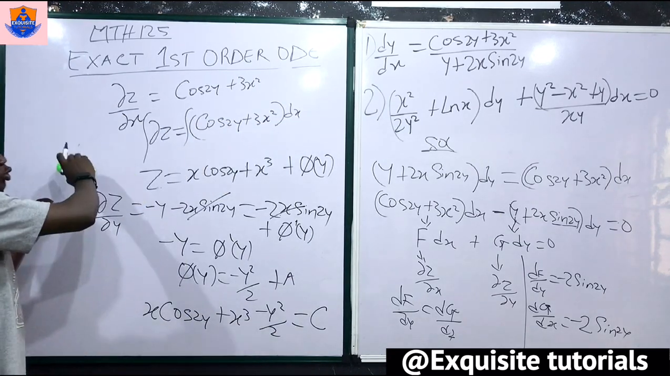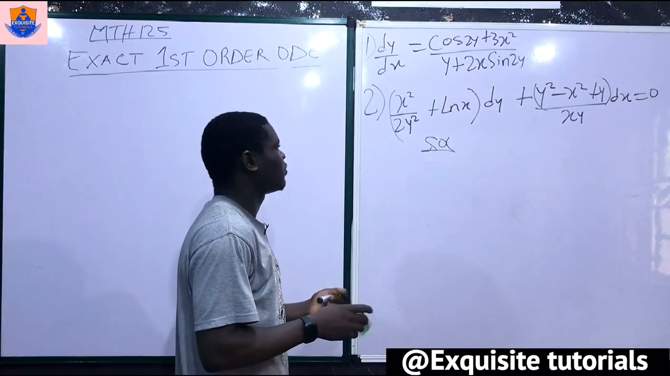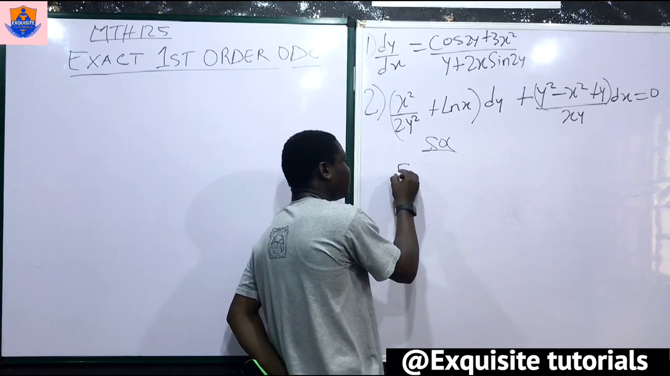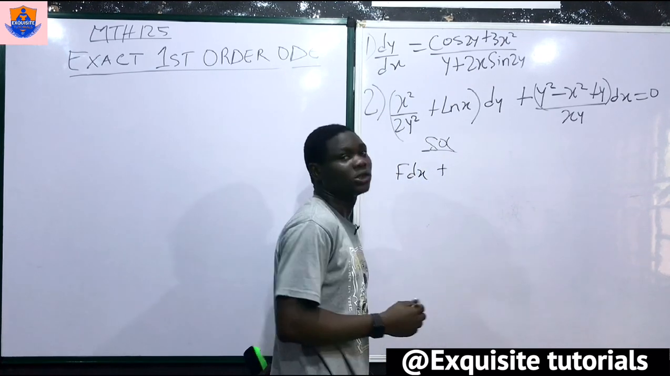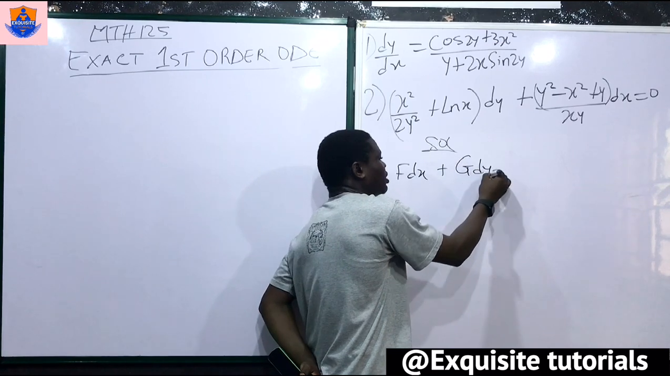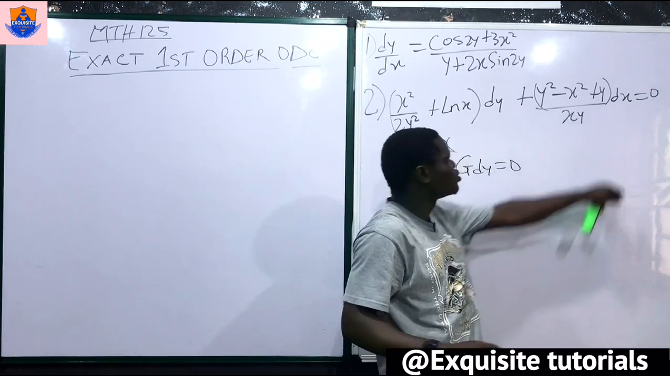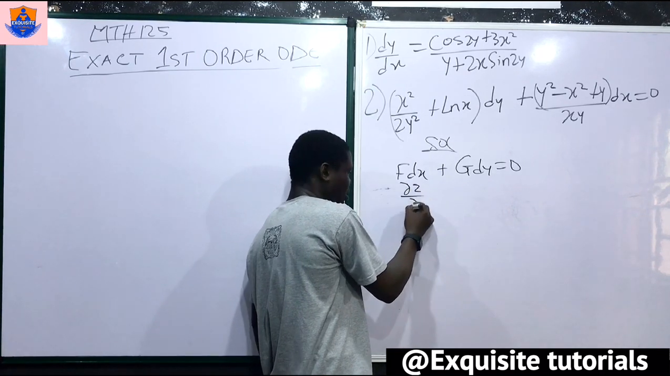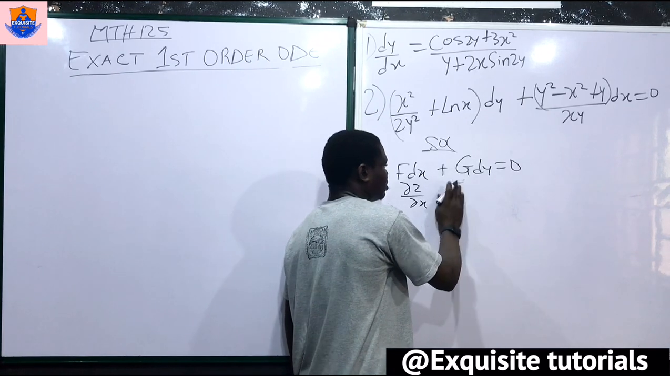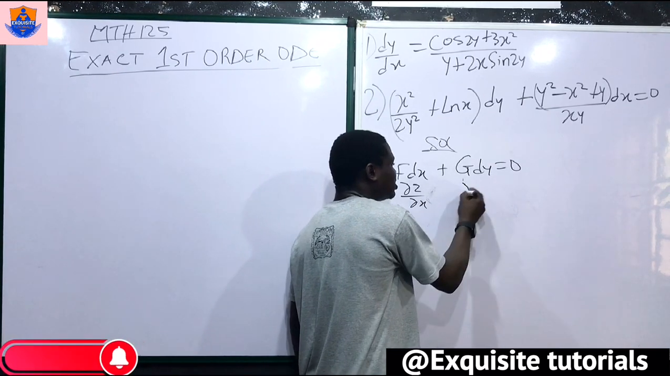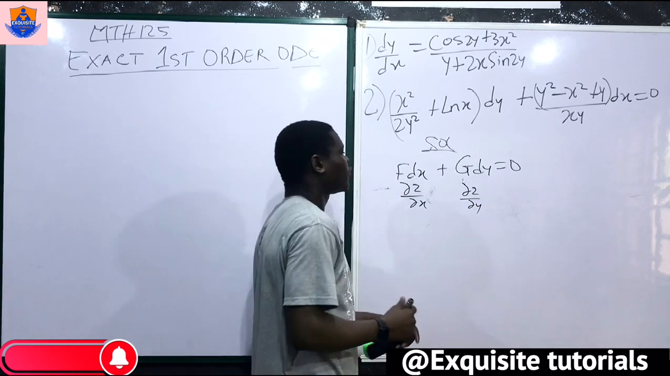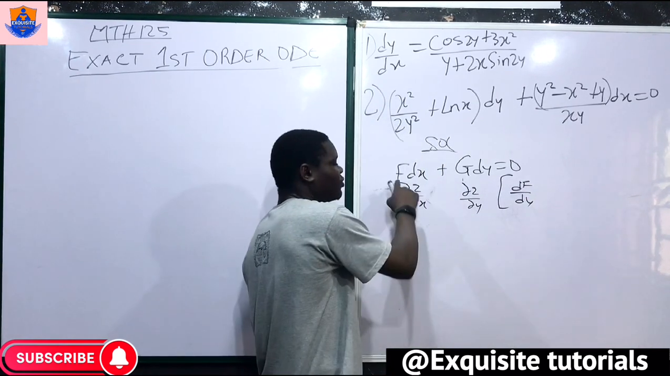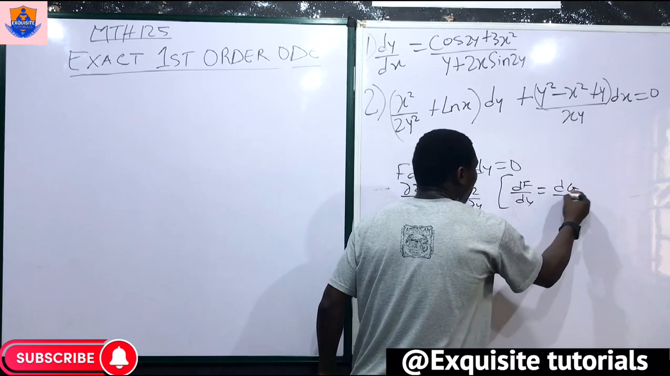Now let's quickly do question 2. Question 2, we also have to be very careful so as not to make a mistake. Now it's already written in the standard form. Remember we said f dx plus g dy is our standard form. Now the dx is here, so it means that our f, remember our f is dz over dx, and our g is dz over dy. So first of all, let's check if df over dy, since there is dx here, is equal to dg over dx.